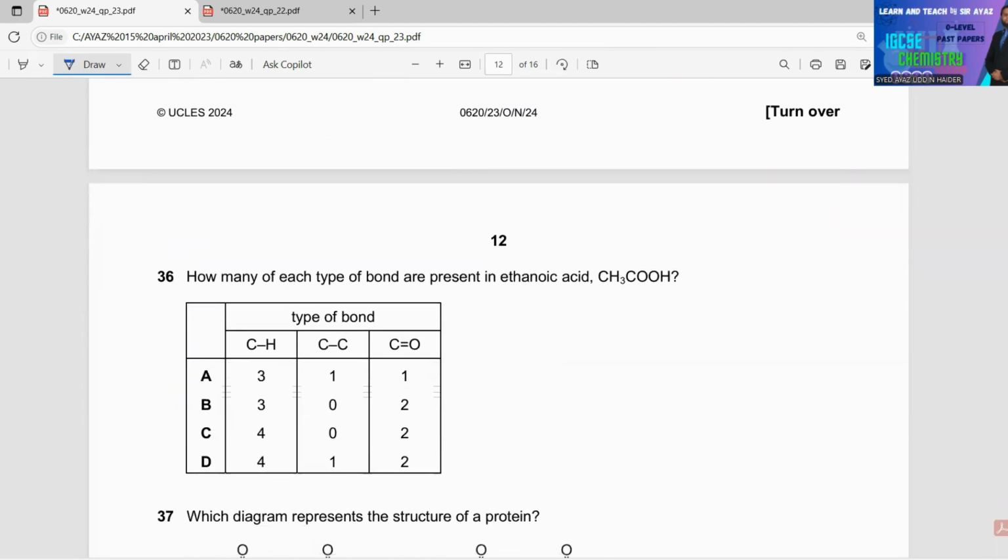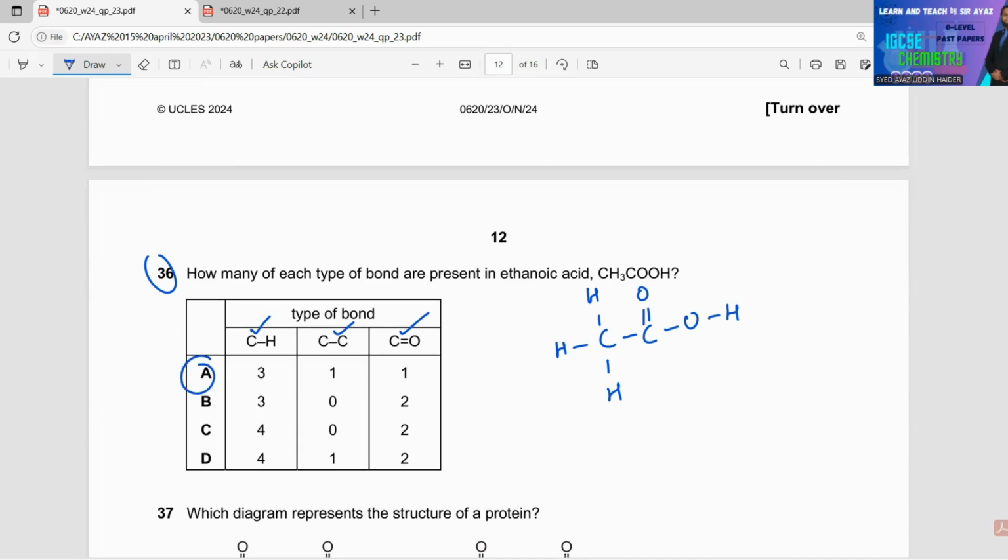36. How many of each type of bond are present in ethanoic acid? CH3COOH. So here's the displayed formula of ethanoic acid. We have 2 carbon and a carboxyl group. So you can easily decide the type of bond. We are having CH bond, yes. We are having CC bond, yes. We are having C double bond O. We have 1 C double bond O, 1 C-C bond, and 3 C-H bonds. So A must be the right answer in this case. It's easy.